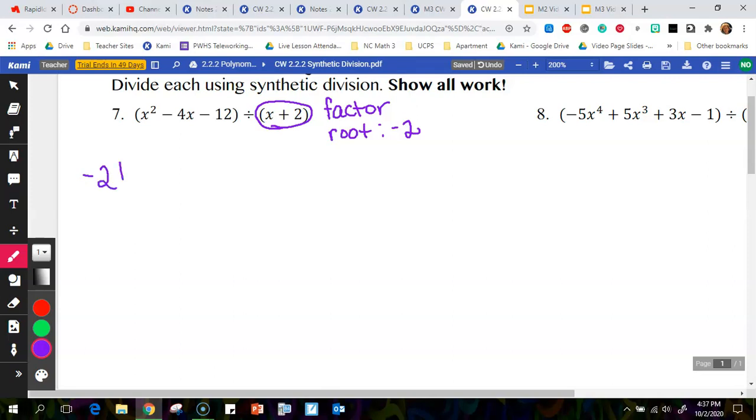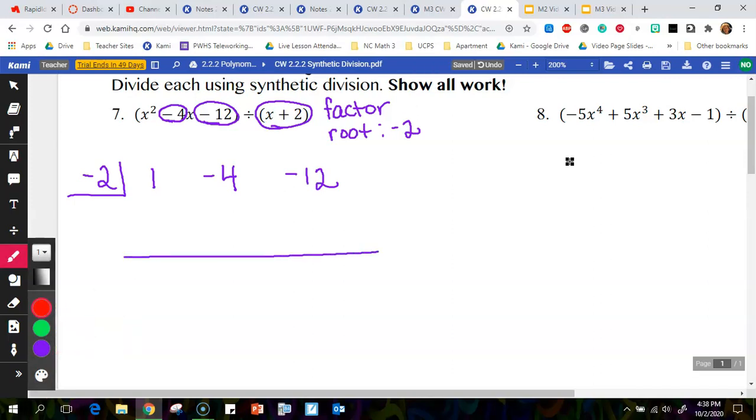So we'll put a negative 2 here, and then our little corner kind of thing. And then we want to make sure we have all of our terms up here in the dividend. If we don't, we need to put placeholders again. But we're going to list the coefficients horizontally from left to right for the dividend. The coefficient for the x squared term is 1. For the x term, don't forget, if it's a minus, it's the negative 4. And the constant term is negative 12. So we just list those horizontally, and then I just put a line down here. We always bring down the first coefficient.